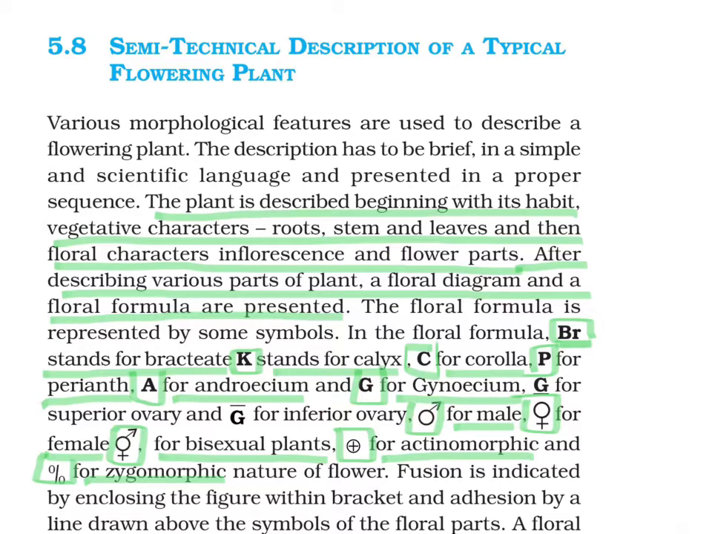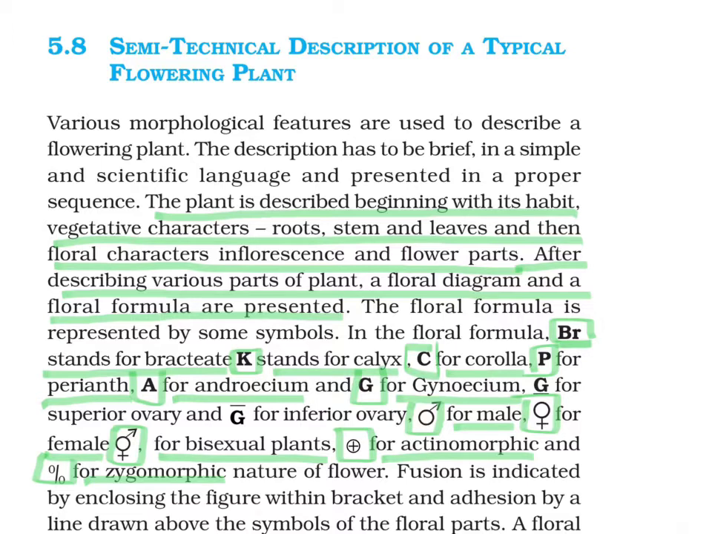especially regarding flower. The plant is described beginning with its habit as well as habitat, its vegetative characters like root, stem, leaves, and all the other floral characters including inflorescence as well as various flower parts. And after that we have to describe the floral diagram, because floral parts are represented in a floral diagram, and we also use floral formula just to represent the same thing in a formula form.